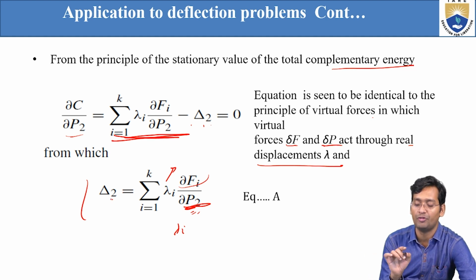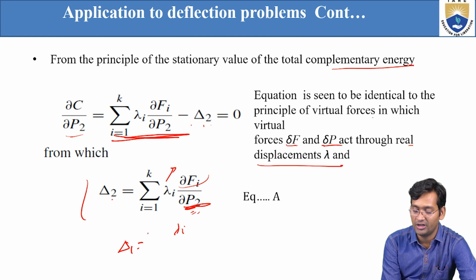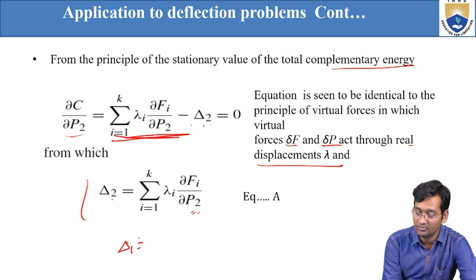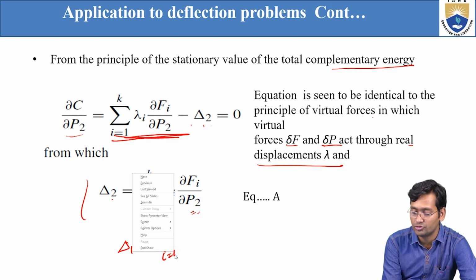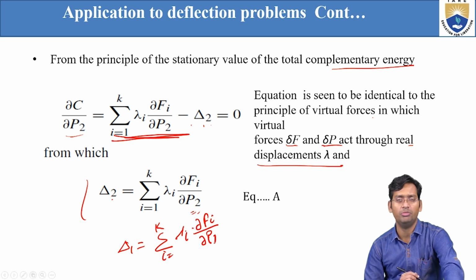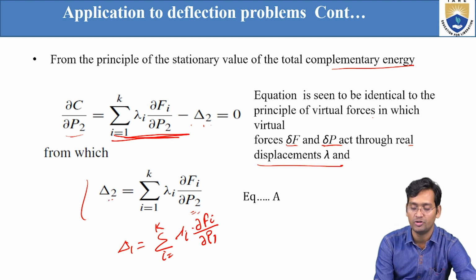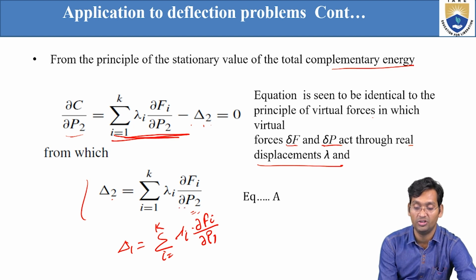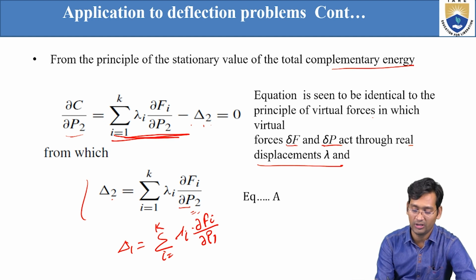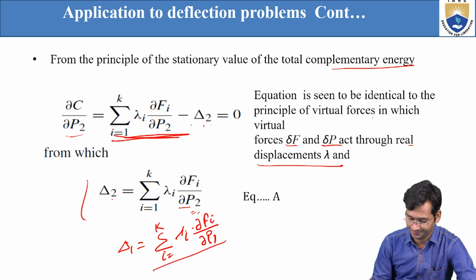If at point 1 you are finding, then delta 1 equals sigma i equals 1 to k of lambda i times dou Fi by dou P1. That will be the only difference. It means at whichever point you are finding the deflection, differentiate with respect to the load acting at that point. So here at point 2, P2 is acting, so del P2, the virtual force that we are applying. So just differentiate with this one.